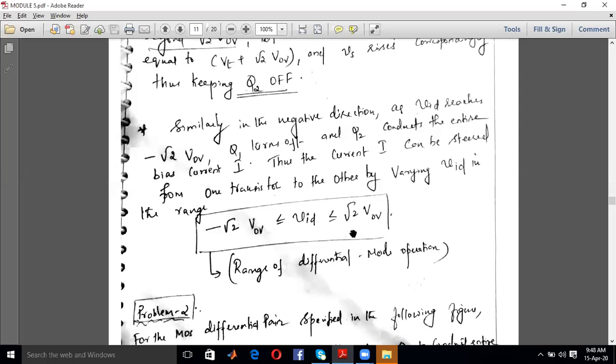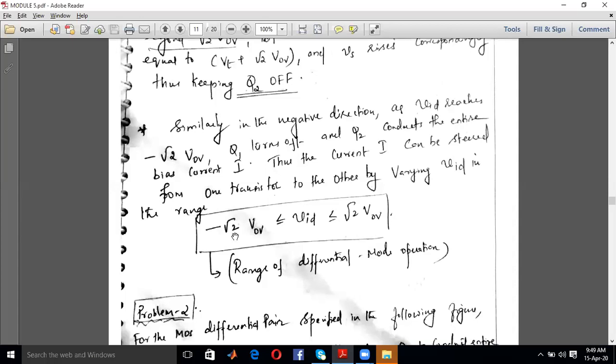Only if your input is between this range. When it is root 2 VOV, I1 will be equal to I. At the same time, the entire current I will be flowing through ID1. At the same time, Q2 is off, there is no current. When your input is minus root 2 VOV, the entire current I will be flowing through Q2. At the same time, Q1 is off. But when VID is in between, this means a few current will be flowing through Q1, a few current will be flowing through Q2. Definitely you are getting then two voltages also, VD1 and VD2. Understood?